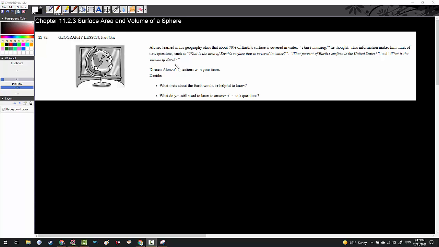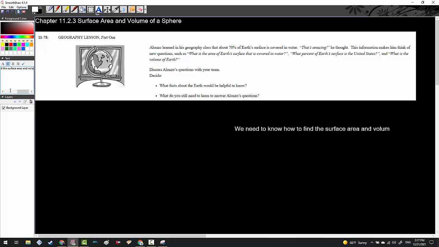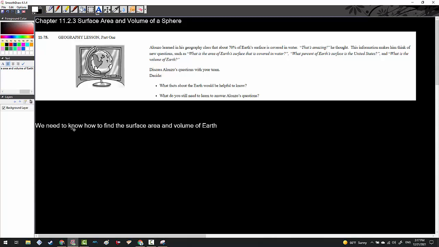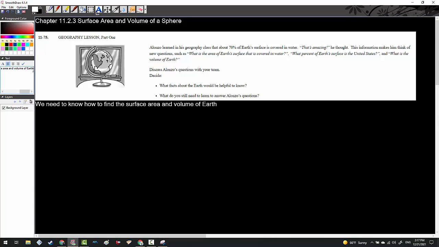What are some things that he's going to need to know? Well, today's lesson builds around that idea. Ultimately, we're going to need to know how to find the surface area and volume of Earth. And so we'll probably need some radii in this case. We'll probably need some surface area and all that stuff. We will need radius and maybe even diameter. That way we can cut it in half to get radius.